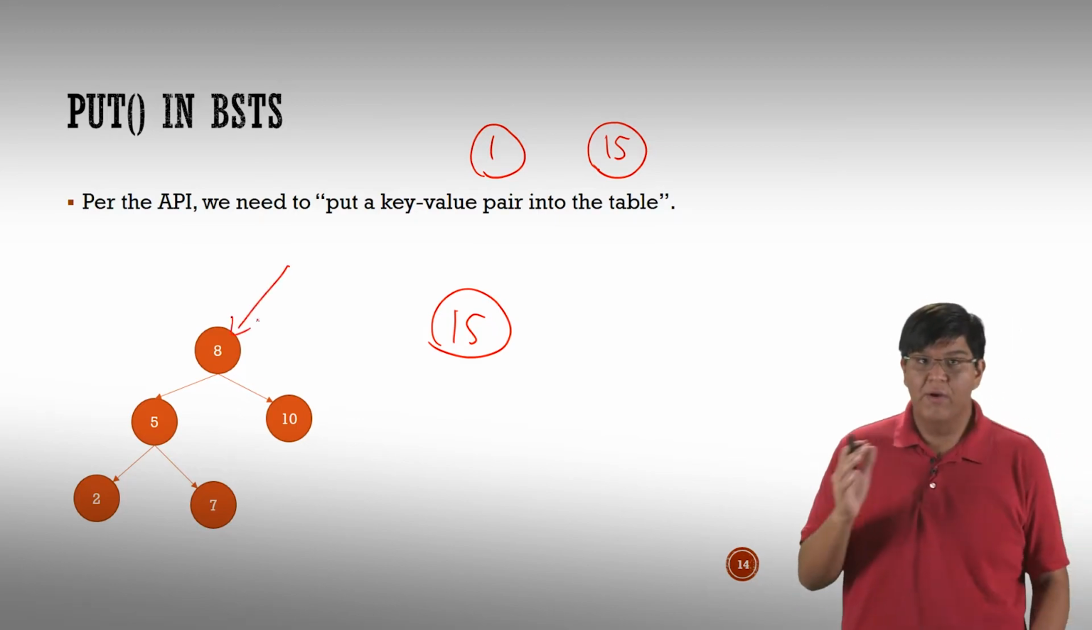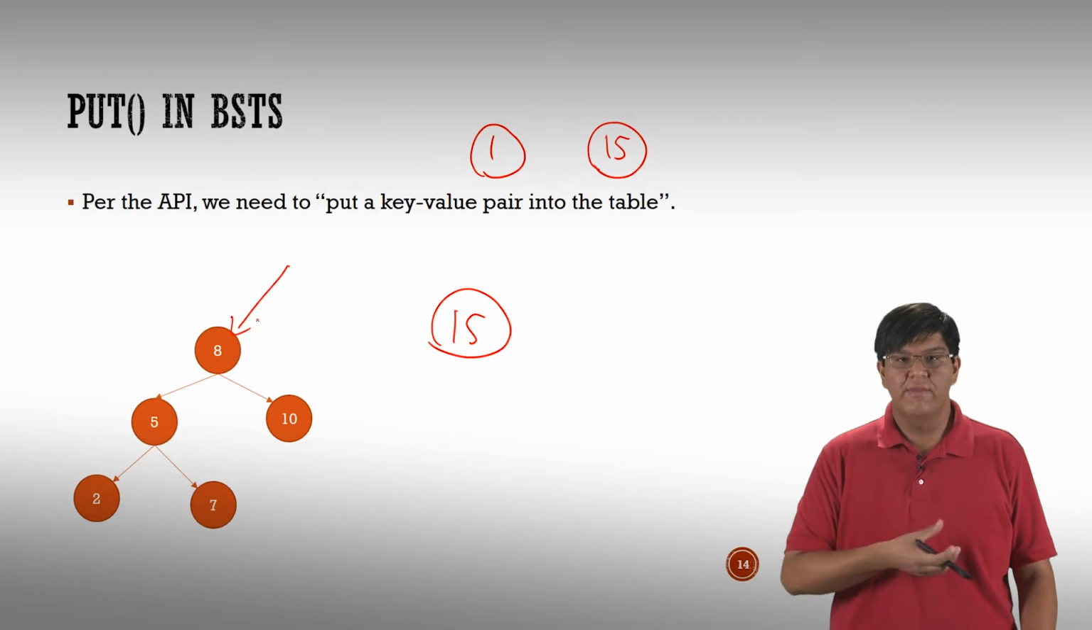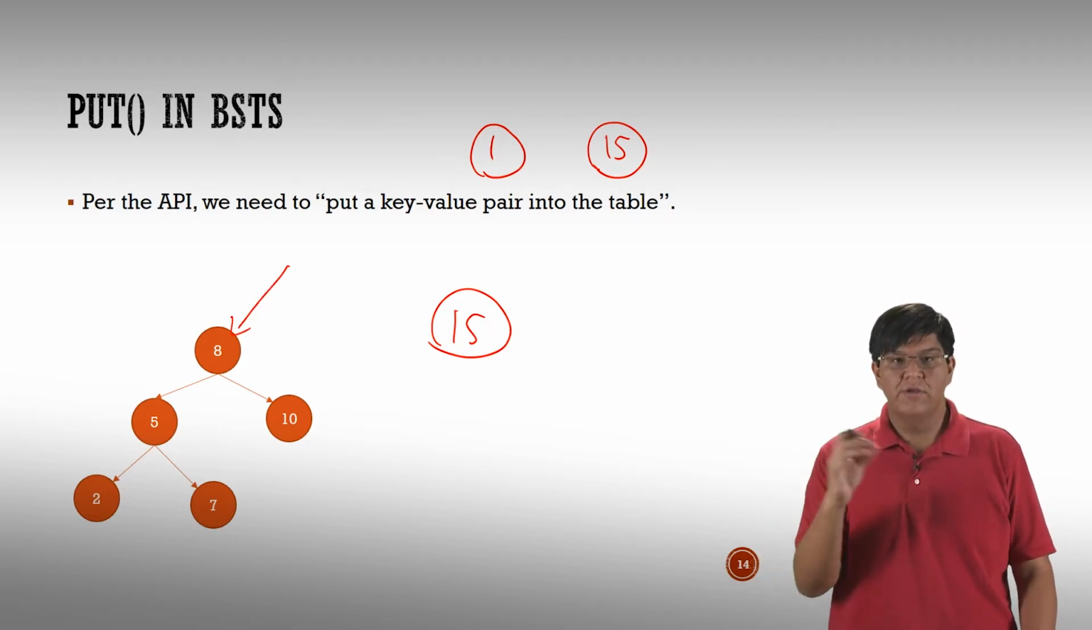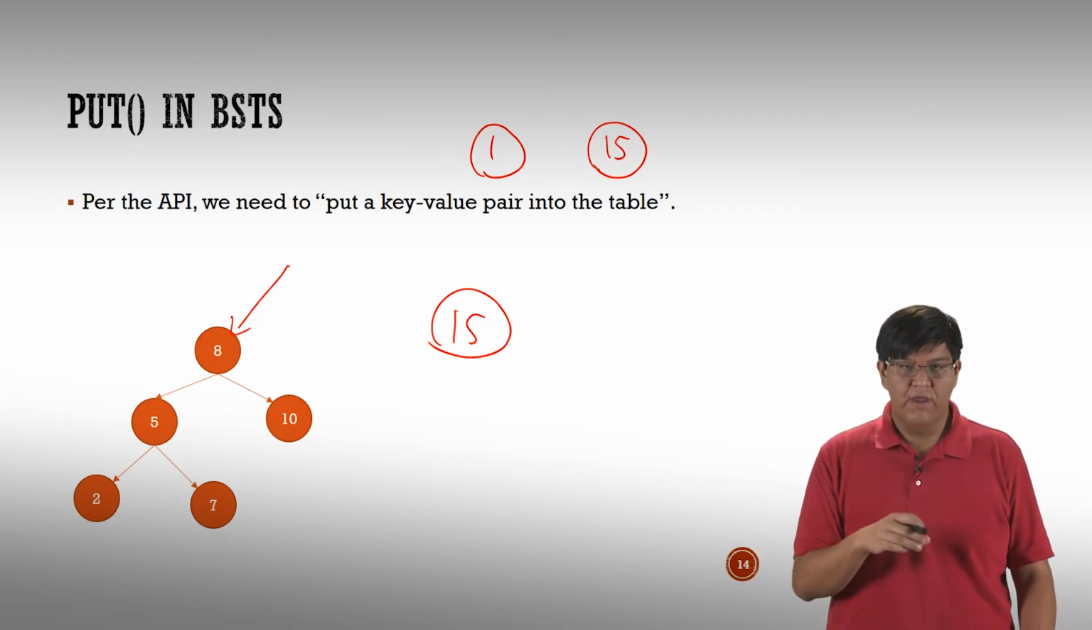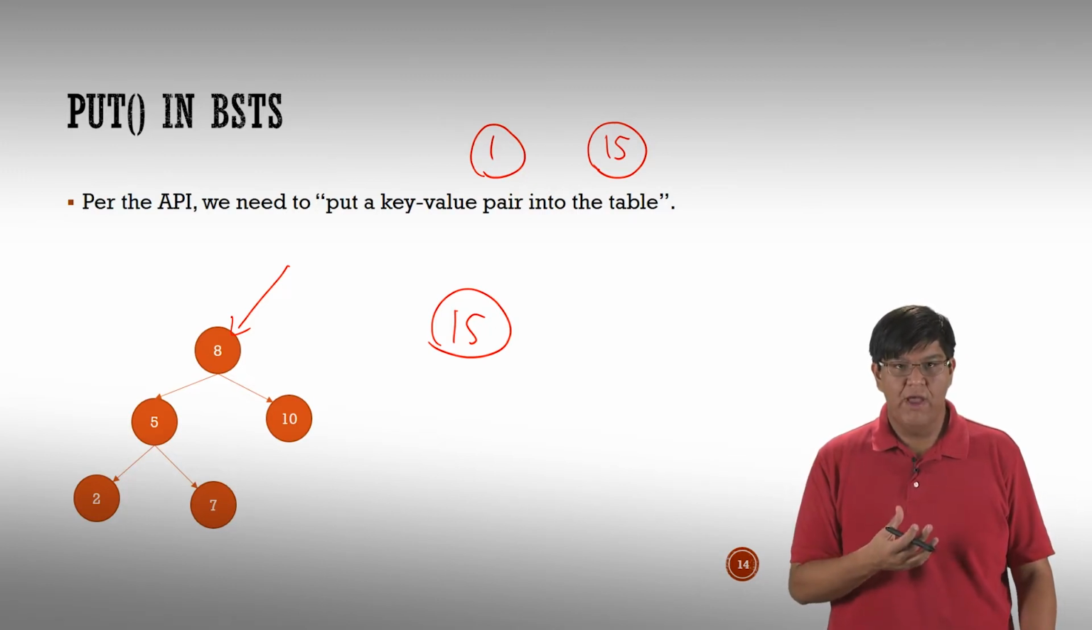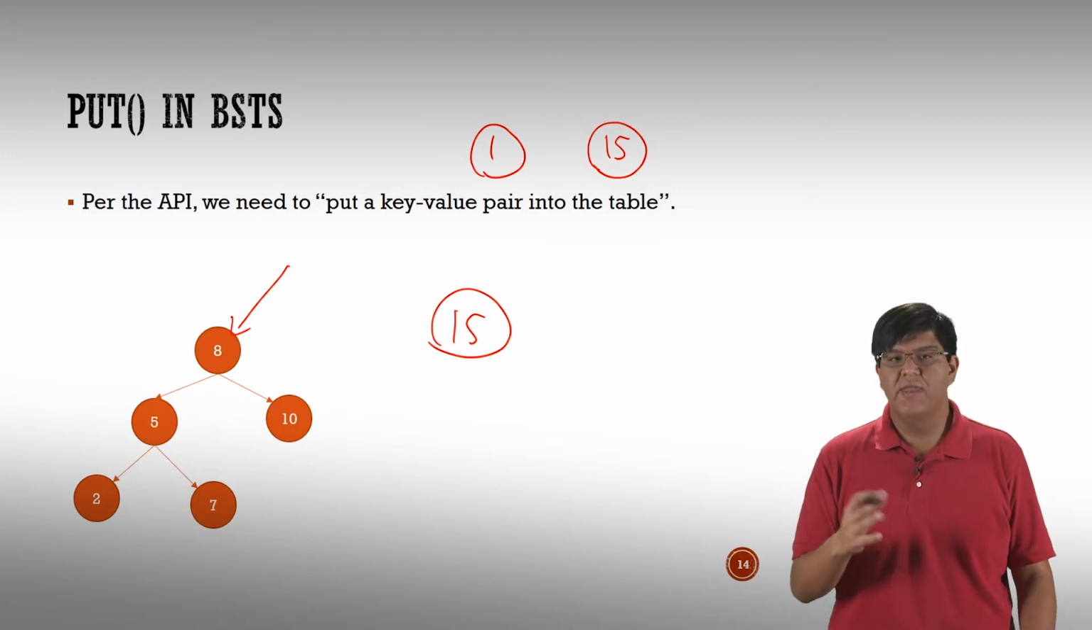Overall, my goal here is to add this new node, and the node means key value pair, to this tree. And I want to keep the tree as a binary search tree. If I add it somewhere randomly, all of a sudden it won't be a BST anymore. It'll be some other tree structure, and it won't do me any good. My algorithms will no longer work.